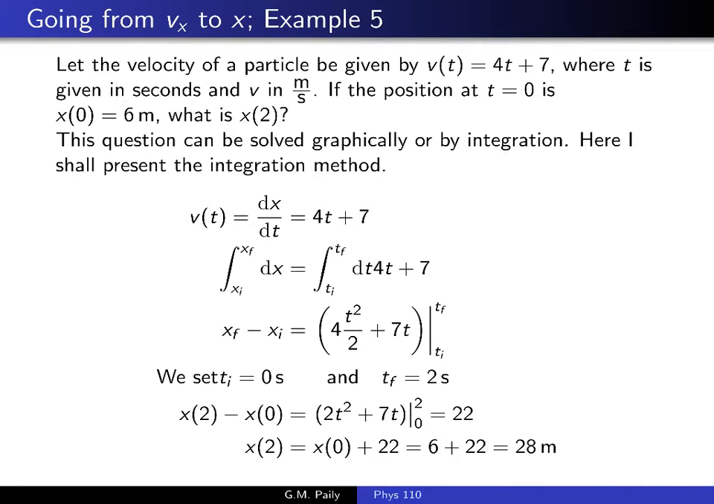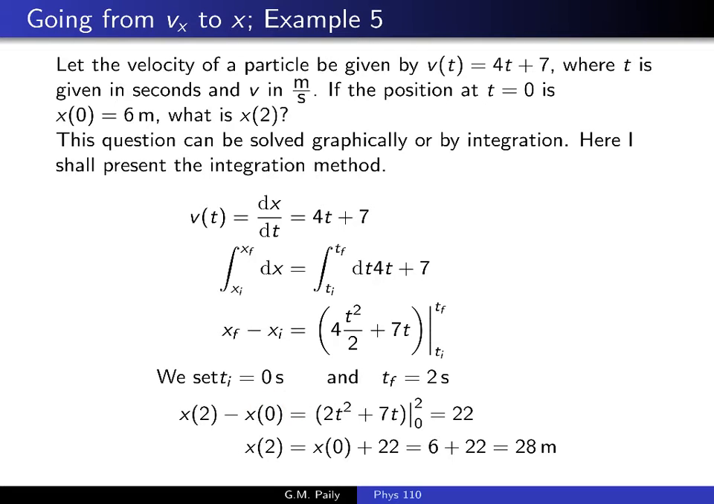Here I present how to solve this using integration. We are given v of t, which is dx over dt, is 4t plus 7. We rearrange this, and so we get integral dx is integral with respect to time of 4t plus 7. On this side, the integral gives us x final minus x initial. On this side, the integral gives us 4 times t squared over 2 plus 7t, evaluated at t final and t initial. Since we are doing a definite integral between definite limits, we don't need to add a constant.